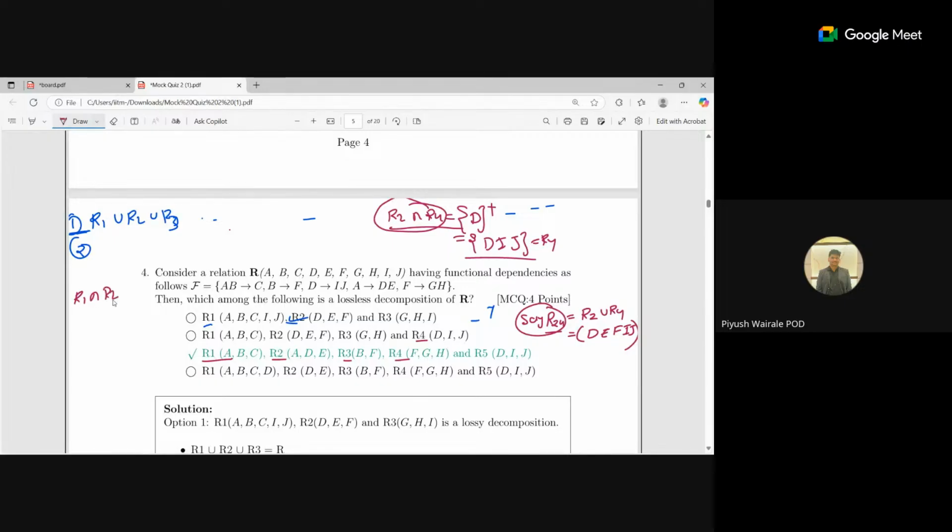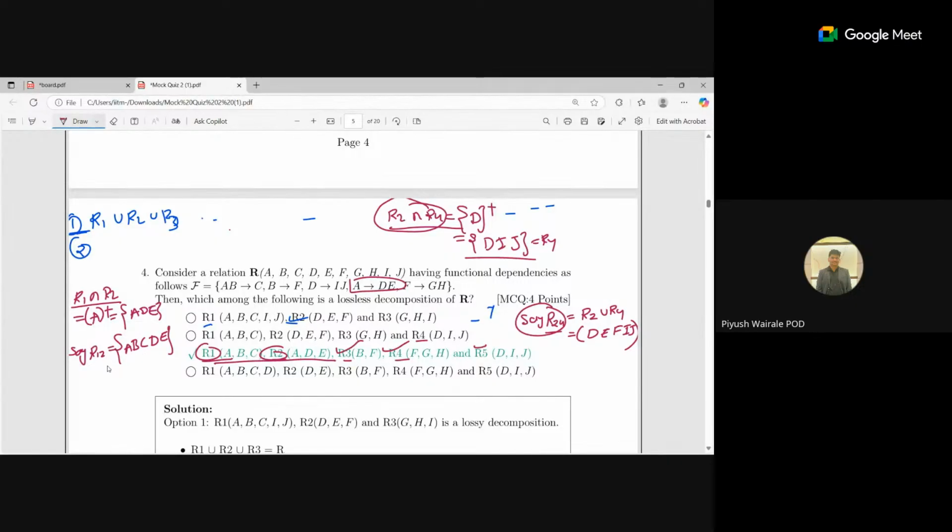R1 intersection R2, that is basically A in common. Is A a key of either R1 or R2? Yes, you can see here A, D, E. That is basically R2. It means I can join these relations. So let's say R12 is R1 union R2, that is A, B, C, D, E. Now I have joined these two tables. Now we have R12, and we need to check whether we can join R3, R4, R5 with R12.